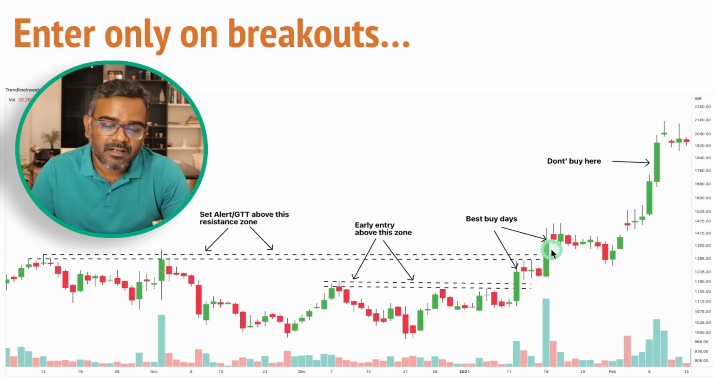Also try to keep, if you're really conservative and if you want to really wait for the stock to close at the end of the day or just before 3:15, just before market closes, try to buy the stock when you see such breakouts happening, right? So that's the second rule. Buy only if the stock crosses the breakout zone. So that's the second rule.